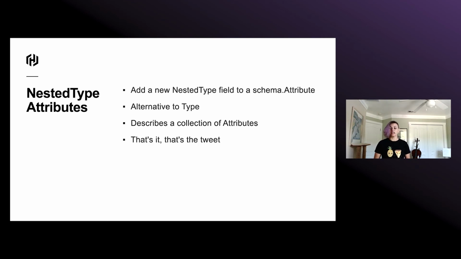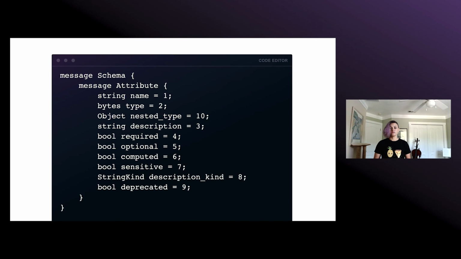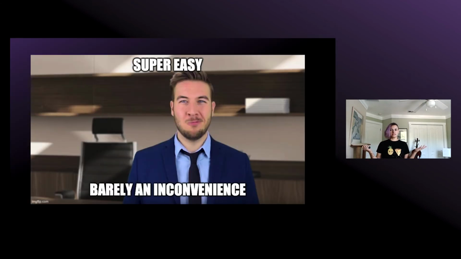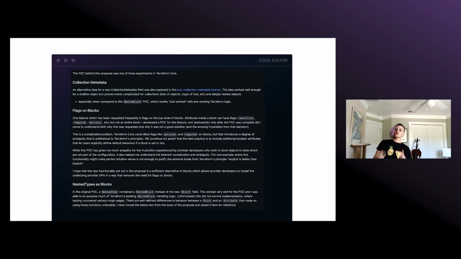I'll show you what it looks like in the protocol. So here I have an attribute in the schema. This is almost exactly like what we've seen before, except now I have this new nested type field, and it's using a struct called an object. I can take a look at that object, which is rather simply a list of attributes. So, right, super easy. Like this is just nothing. I barely did anything. So, not quite.